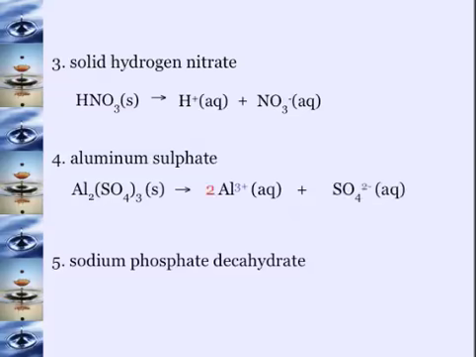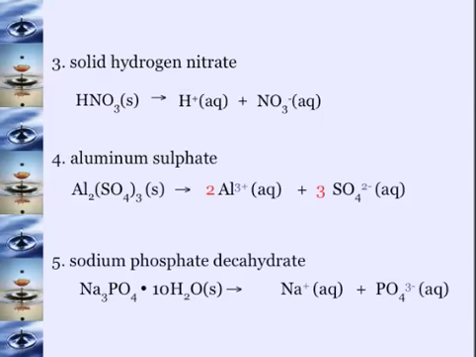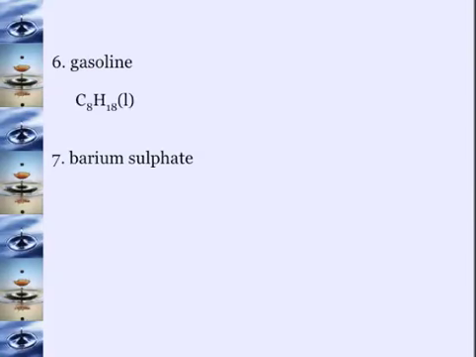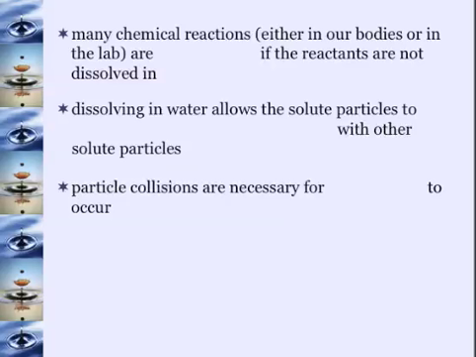And we need to balance these again, so this is very important that we're balancing. Then we have sodium phosphate decahydrate, which gives sodium and phosphate ions, and we're balancing these again. Gasoline, as a liquid, stays as a liquid. This is one that does not dissolve. Barium sulfate, again, does not dissolve, and we can get that from a solubility table.